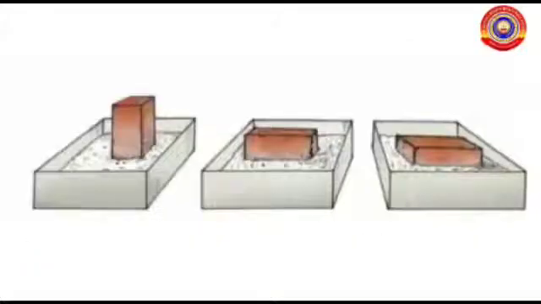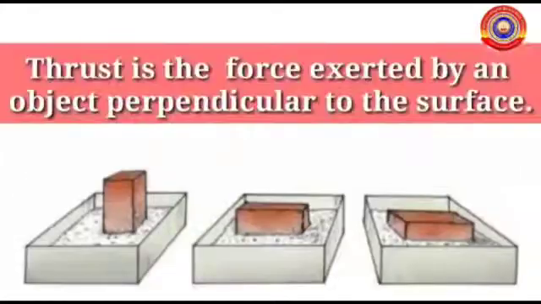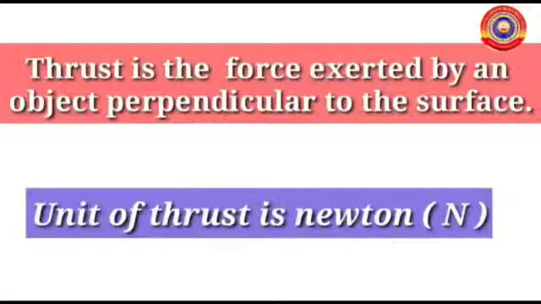When the brick is placed on lime powder, the force exerted by the brick acts downwards. That means the force acts perpendicular to the surface, and this is thrust. Once again, thrust is the force exerted by an object perpendicular to the surface. Thrust is nothing but force. We know the unit of force is Newton. Like that, the unit of thrust is also Newton.